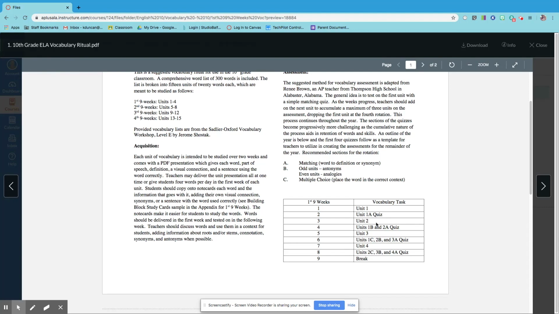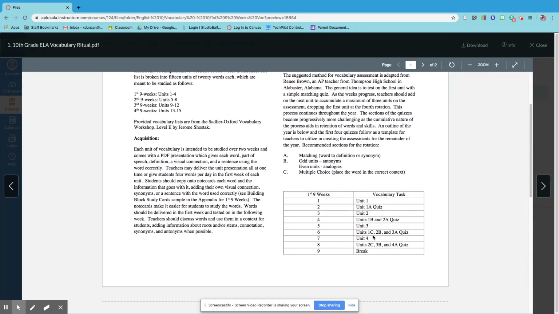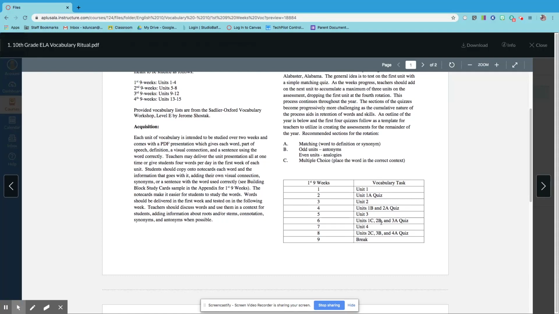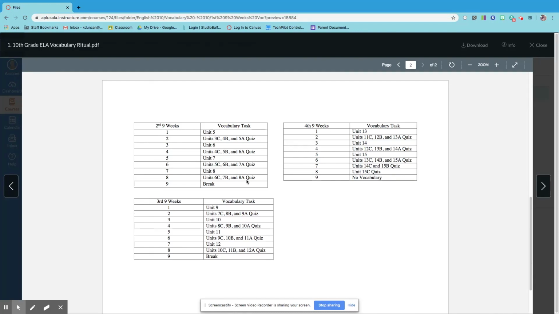This process continues until again at the 4th rotation, the first unit falls off. There is a schedule for first 9 weeks, second 9 weeks, third 9 weeks, and 4th 9 weeks. At the end of the 4th 9 weeks, students would have learned and been assessed on all 300 words in the 10th grade.